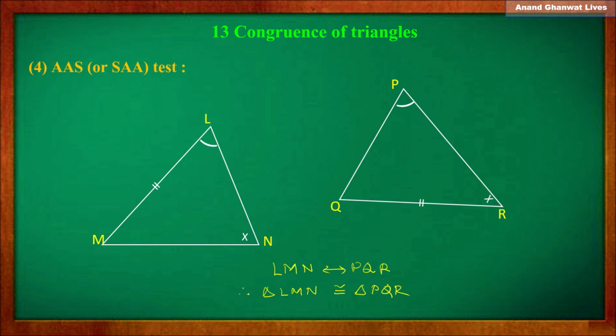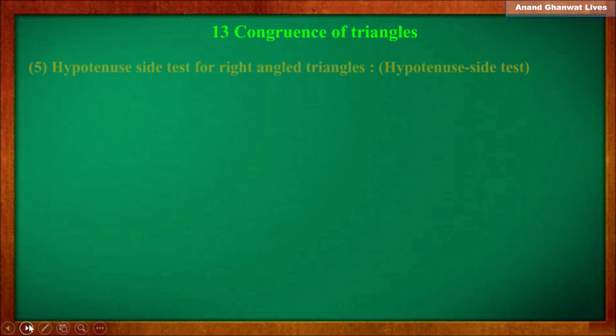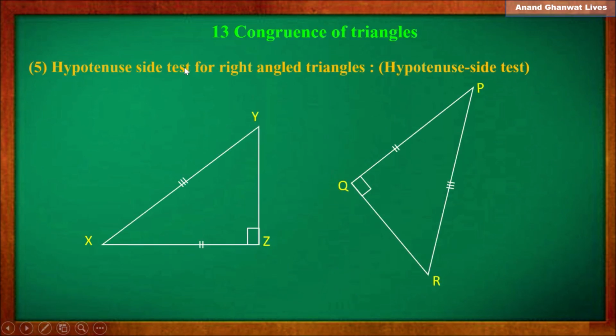Okay. Now next test of congruence, that is the hypotenuse side test of right angled triangles. In two right angled triangles, one angle is already congruent, which is the right angle. Then we have another two elements, that is, first is the hypotenuse and second is the side. So this test is called the hypotenuse side test.